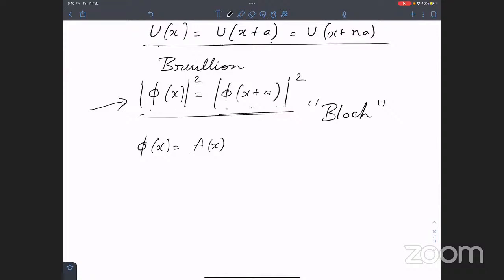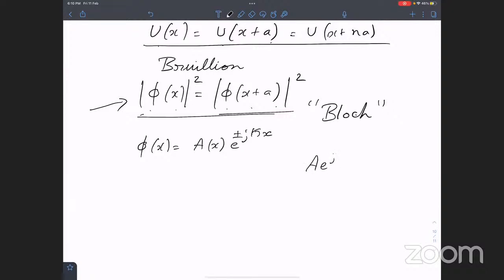Some function a multiplied by e to the power j capital K x, e to the power j capital K x, plus or minus capital K x. You are familiar with this. You have already seen this, right?